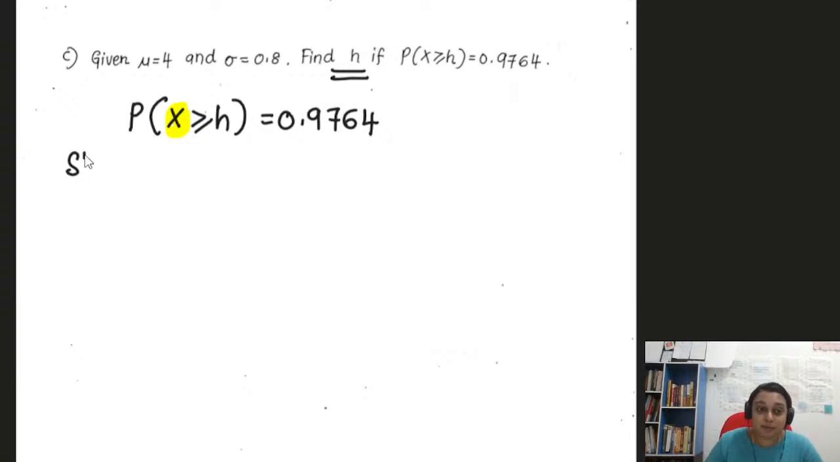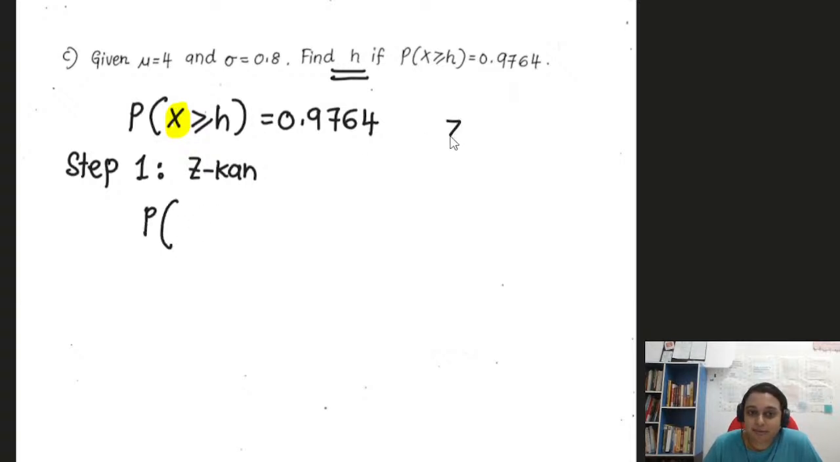Jadi, step 1 was what? Step 1, you must Z-kan. You must change to Z. Isn't it? Step 1 Z-kan. You must Z-kan the thing. So, how to tukar kepada Z? Formula Z ialah X minus the mean divide by standard deviation. So, you must use this formula. So, change to Z first.